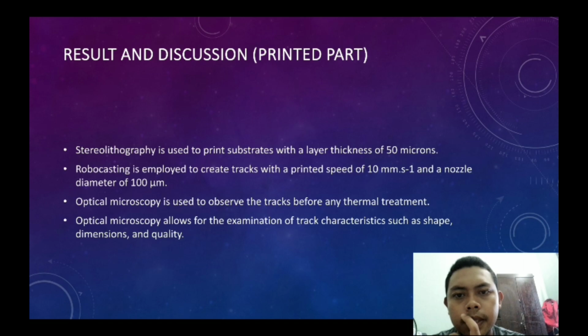Stereolithography is used to print the substrate with a layer thickness of 50 microns. Robocasting is applied to create tracks with a printing speed of 10 mm per second and a nozzle diameter of 100 micrometers. Optical microscopy is used to observe the track before any thermal treatment. Optical microscopy allows for the examination of track characteristics such as shape, dimension, and quality.